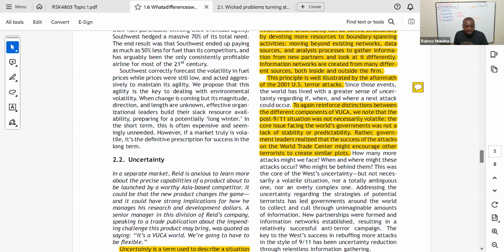So that's one way they've tried as much as possible to deal with the situation of uncertainty, because the problem with uncertainty is that you don't know whether something is going to happen or not going to happen at all. So information gathering is the key to dealing with a situation of uncertainty.